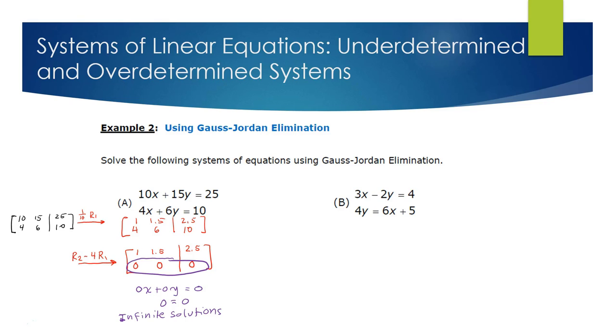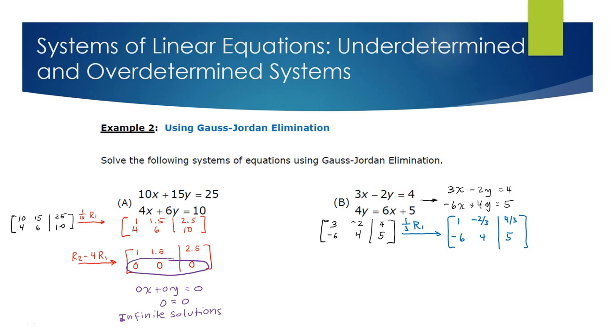So for B, again, we'll start with the augmented matrix as we had to convert it to this. But with what I have here, I want a 1 in this position up here, so I'm going to take row 1 and multiply it by a third, divide by 3, whichever one I say. And I end up with this.